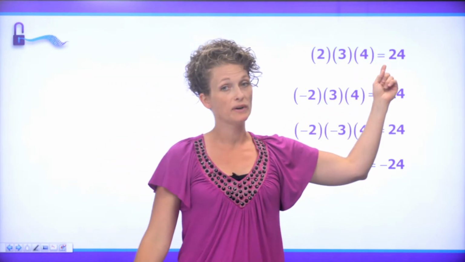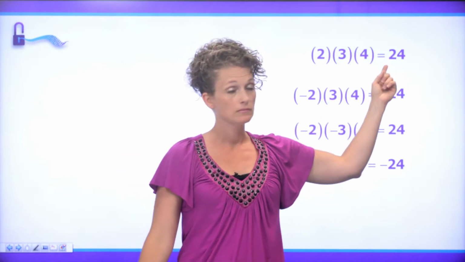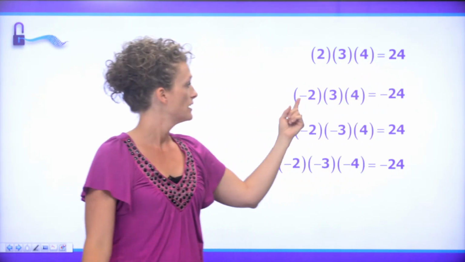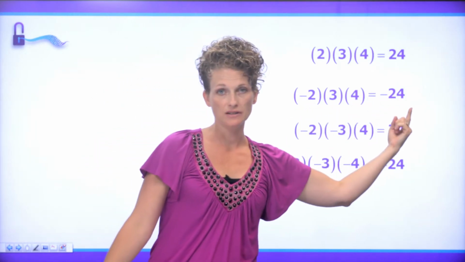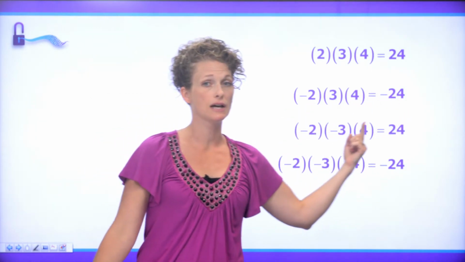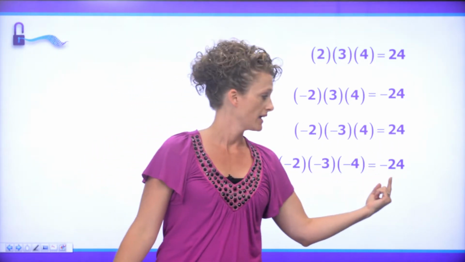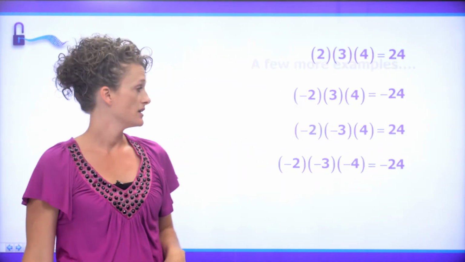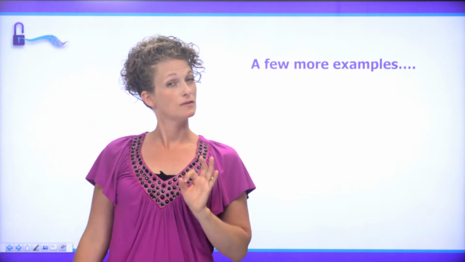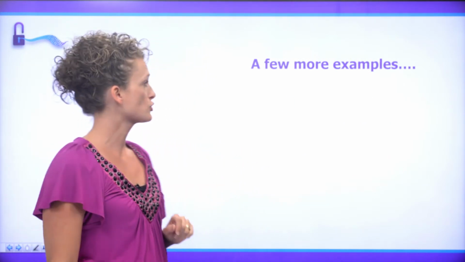So you'll notice that when I have no negative signs, I don't have any negative signs in my answer. I have one negative sign, my answer's negative. I have two negative signs, I get a positive. I have three negative signs, and I get a negative. And this would continue on. So let's just do a couple more examples just to make sure we're clear.